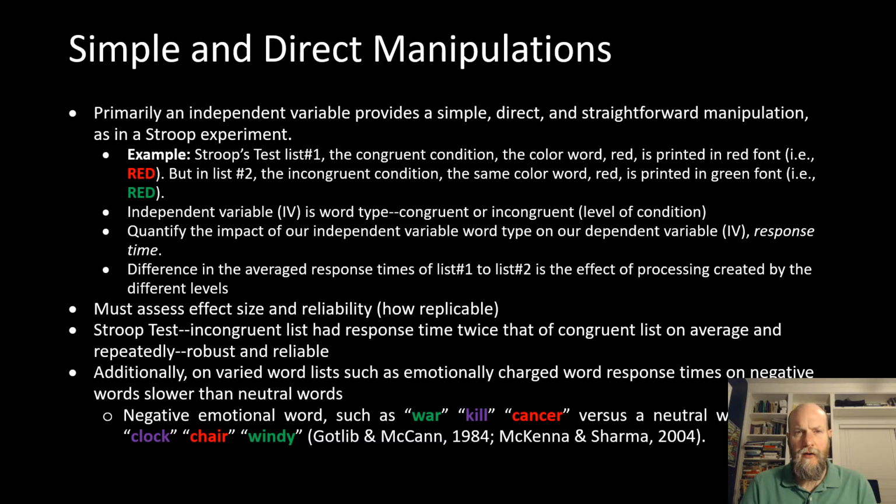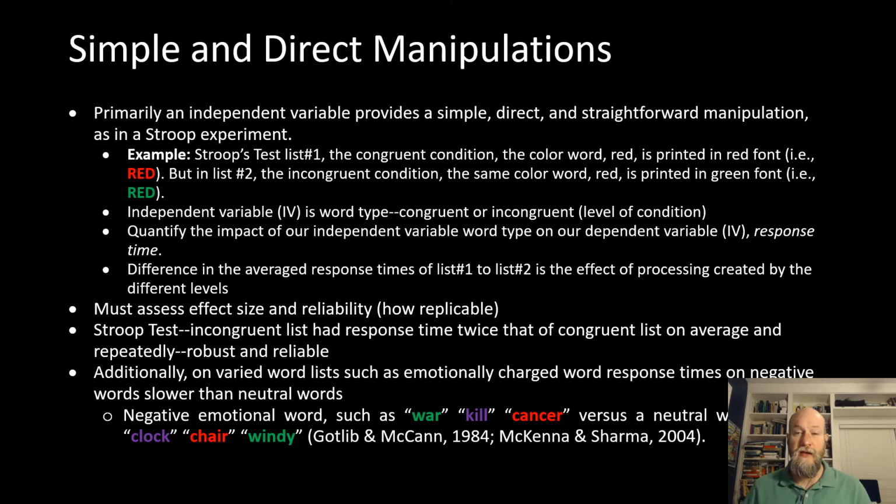So let's talk about how we go about manipulating our independent variables. The first type of manipulation is a simple and direct one. And the Stroop experiment that we discussed in the first part is a really good example of such. So this is really an independent variable that is manipulated in terms of which condition you're receiving, right? The congruent condition or the incongruent condition.